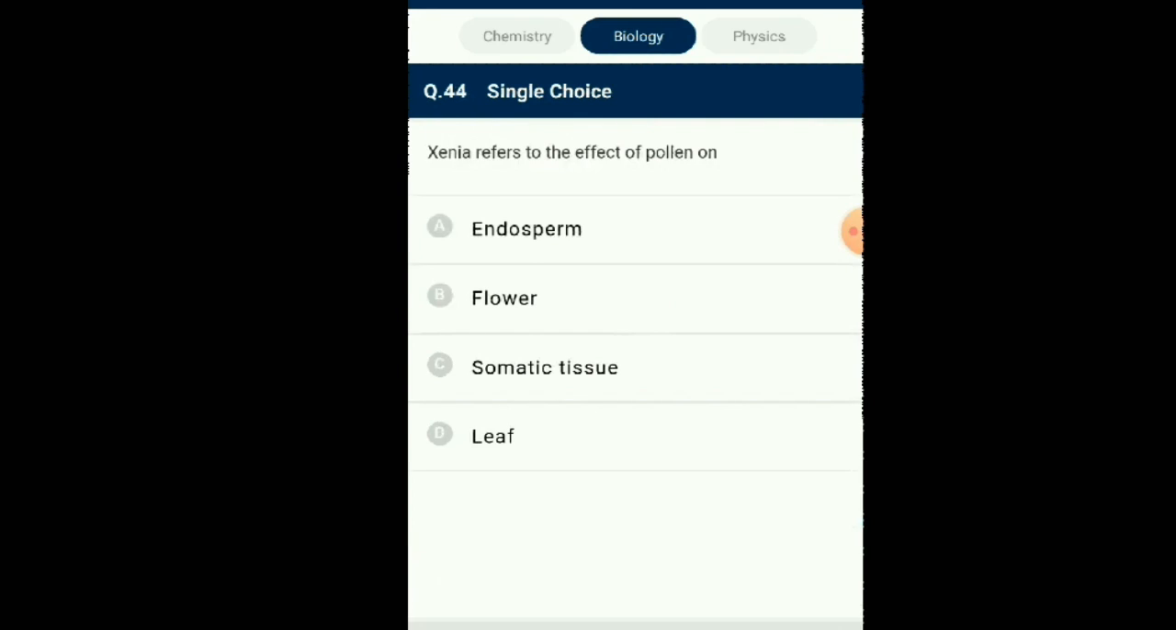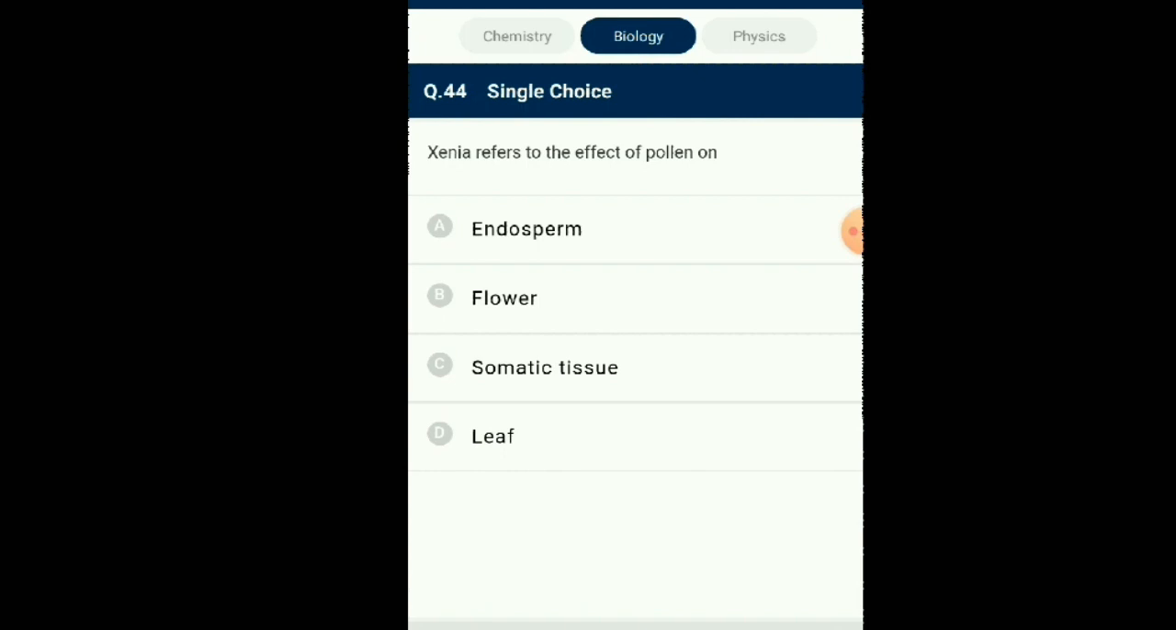Question number 44. Xenia refers to the effect of pollen on. The direct effect of pollen on embryonic and endospermic tissue is known as xenia. Xenia is the effect of pollen grains on the fruits and seeds of the plant. The pollen has a significant effect on the next generation of the plants. It could have an effect on the fruit color, size, maturity, etc.